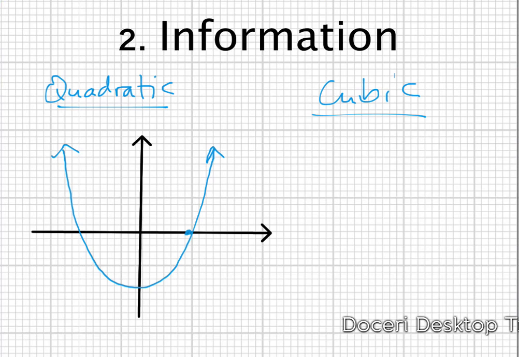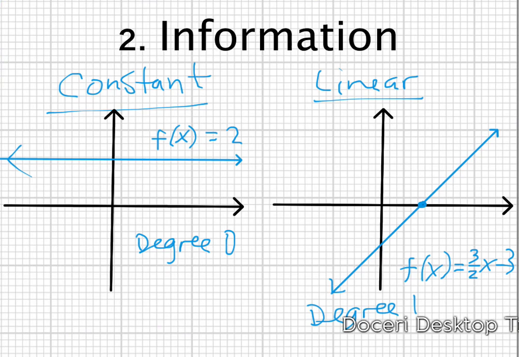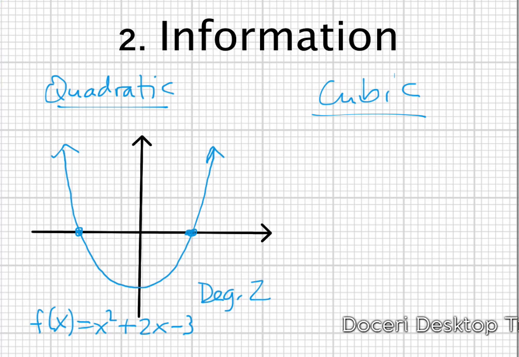Here let's say is my zeros where it crosses, and let's say this is f of x equal to x squared plus 2x minus 3. This is of degree 2. You'll notice it touches the x-axis how many times? Before, my constant did not touch the x-axis. My linear touched once. My quadratic touched twice, degree 2. I'm seeing a pattern here.